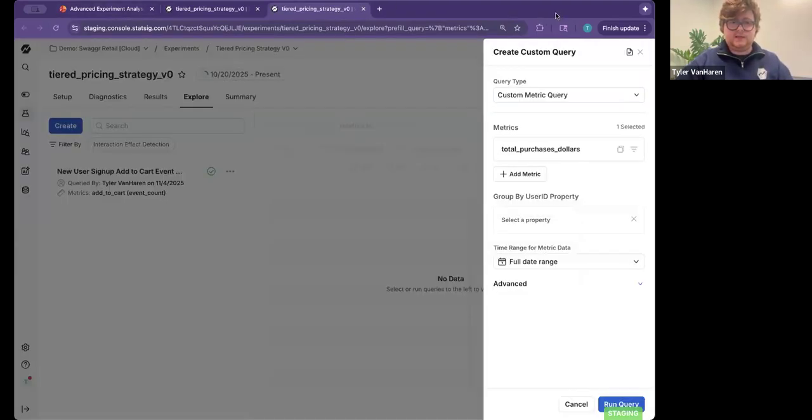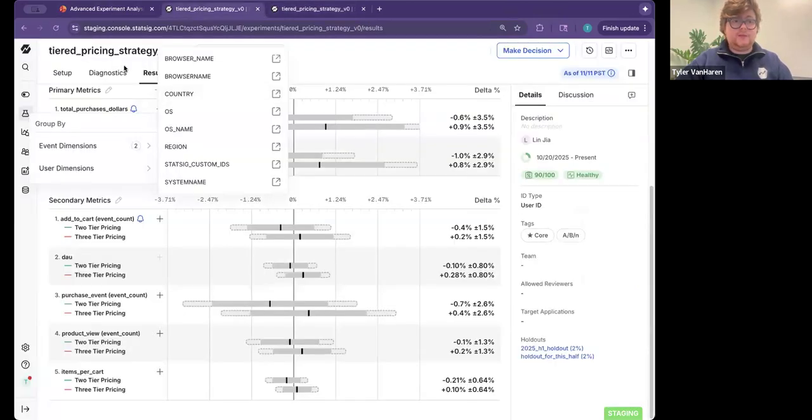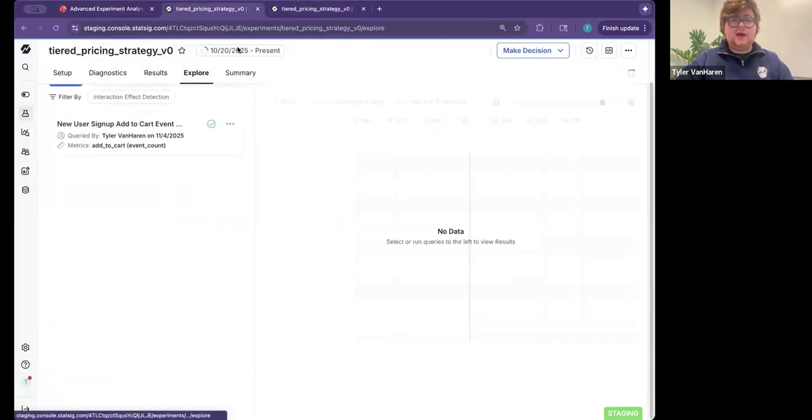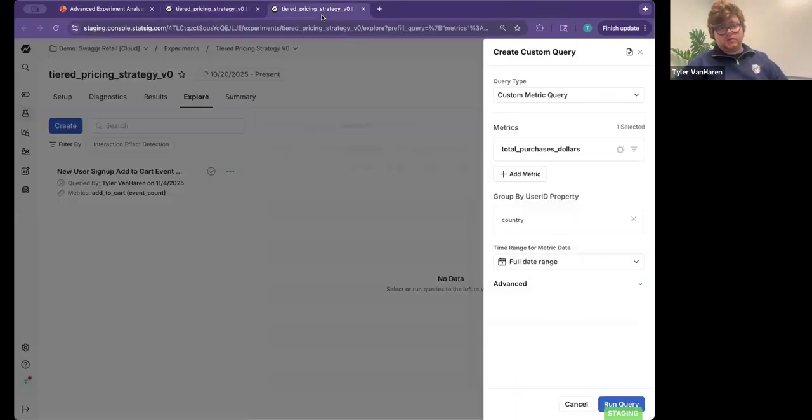The other way to get to this, if I hop the Zoom UI out of the way, is to just go to Explore. And this is where we can answer all sorts of different questions that we might have as natural follow-ups to a lot of these. In particular, this is the main, most dominant custom metric query type. You can pull in different metrics, including metrics that were not part of the original scorecard.